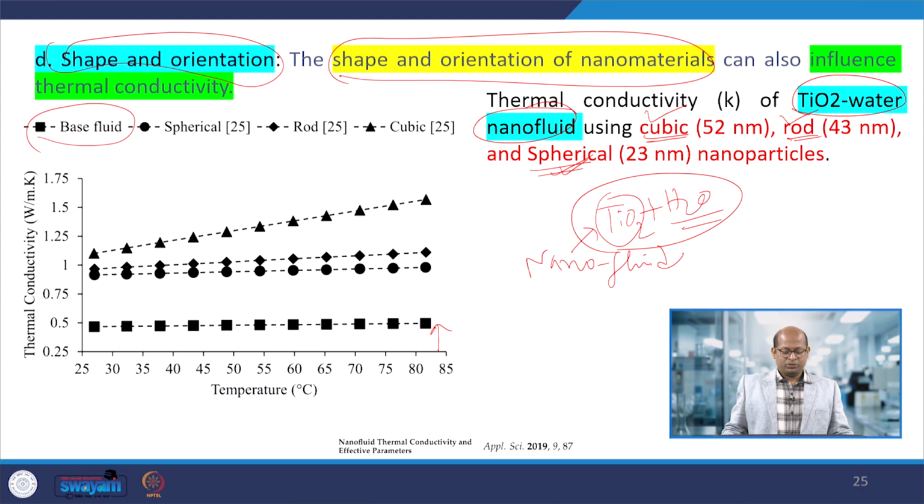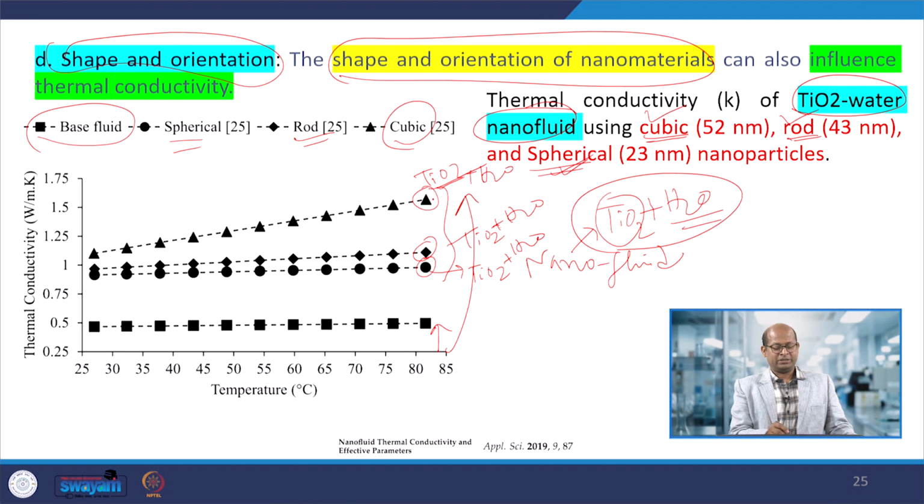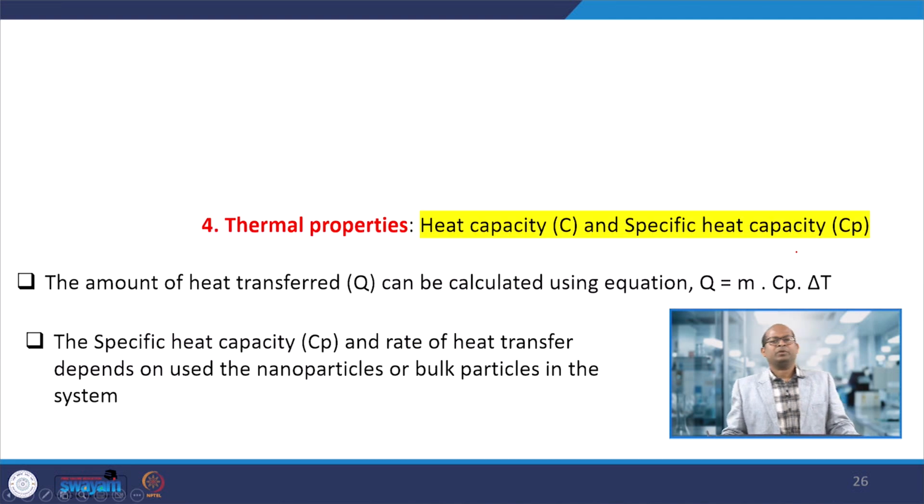It has been observed that when the base plate is water, the thermal conductivity is here. When we are adding titania with that, the thermal conductivity of course will be enhanced. But when we are using cubical shapes of titania, the thermal conductivity is highest as compared to the rod like or spherical shape of titania. Here also TiO2 water, here also TiO2 plus water, but when the shape is cubical, that would give much better performance in terms of thermal conductivity. So cubical shapes possess the highest thermal conductivity and spherical type of nanomaterial would give the lowest thermal conductivity. Therefore, the performance of the device should be different.